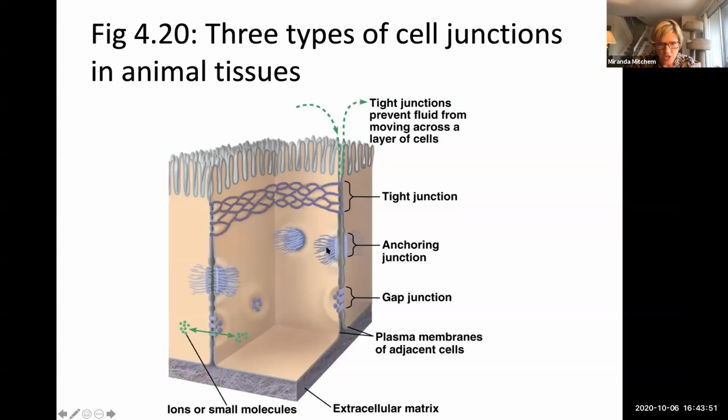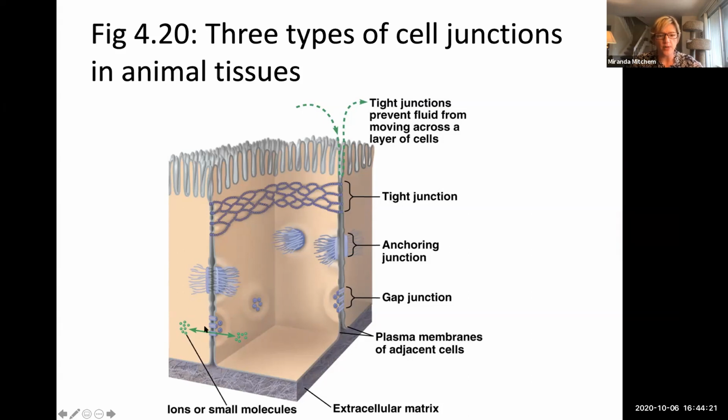The anchoring junction is shown right here, and these are needed to help deal with things like when our cells expand, right? That could put pressure on the junction and rip it apart, but the anchoring junctions help to keep it there. And then finally, this is an example of a gap junction here and here. And these are little channels, little tubes that allow for the movement of fluid and whatever's dissolved in it to go from one cell to another.